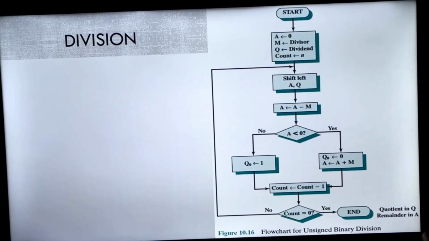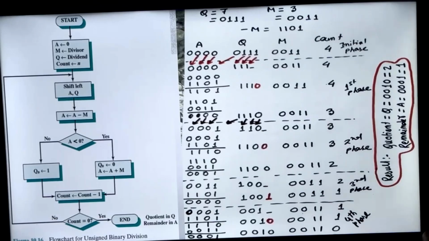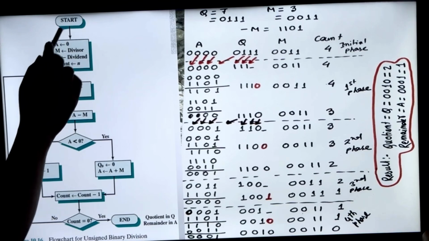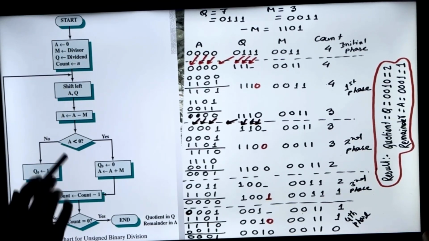If you see the flow chart, I think it will be very difficult to understand. So better I will take one example and explain how the restoring technique works, and then we'll go for the other technique. So let's discuss the division of two binary numbers using the restoring method. See the flow chart, what we have.